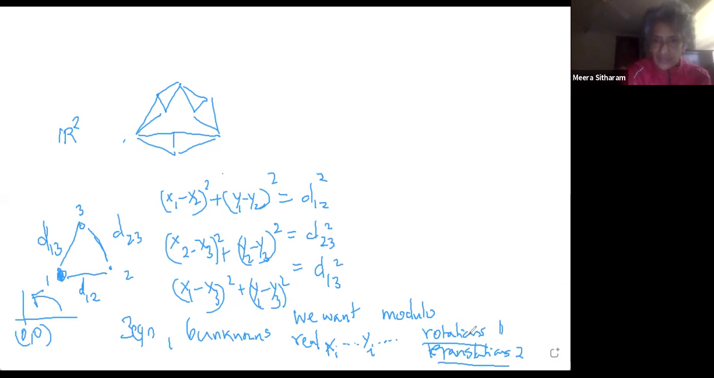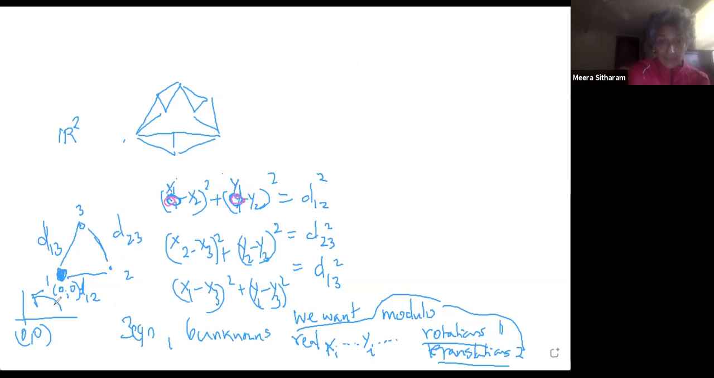So essentially to get rid of those, since we only want the solutions modulo rotations and translations, the simple trick that you apply is you simply say, okay, since I don't care about this translation anyway, let's just assume that this point is 0, 0. Okay, so x1 becomes 0 and y1 is also 0. So we had x1 here and y1 here.